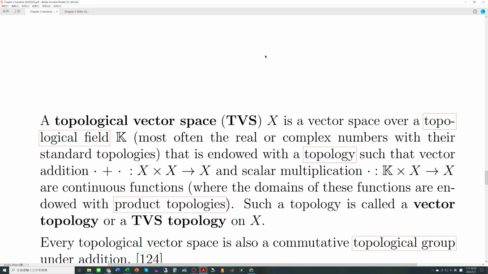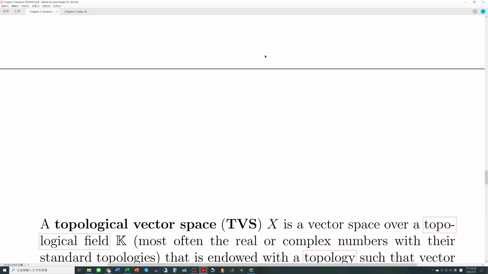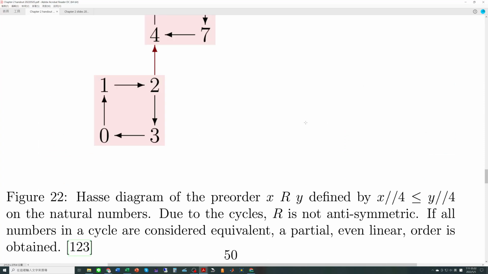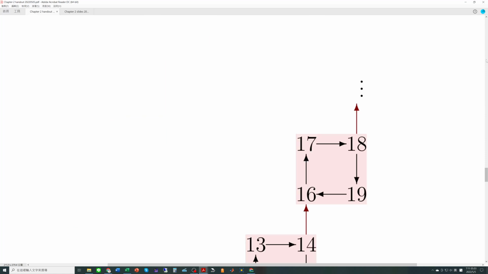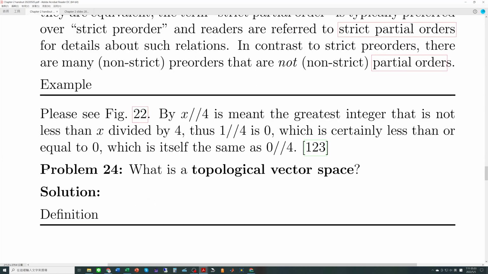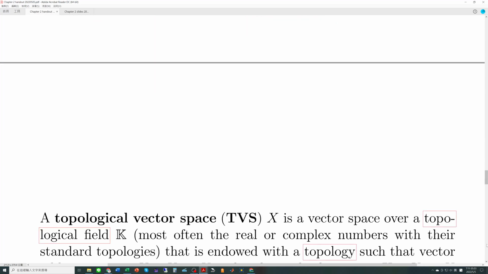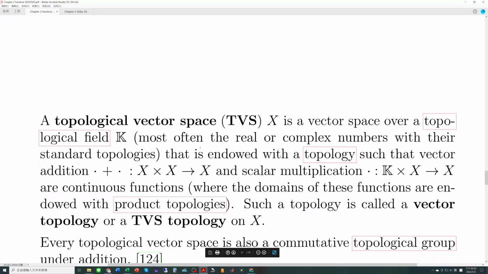So here, problem 24. What is a topological vector space? Let us see the solution. First, let us see the definition of a topological vector space. A topological vector space, abbreviated TVS, X is a vector space.